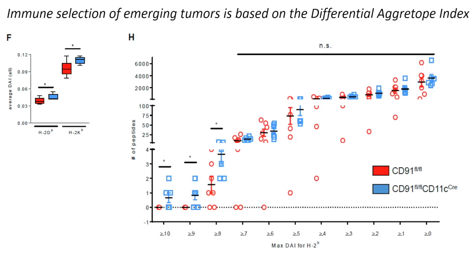However, when we examined mutated peptides based on their differential aggregate index, or DAI, tumors from CD91 conditional knockout mice had significantly more peptides with high DAI compared to tumors from wild-type mice. The DAI, which measures the differences in affinity for MHC between the mutated and wild-type peptides, appears to be the key criteria for epitope selection in generating immune responses and immune editing of tumors.